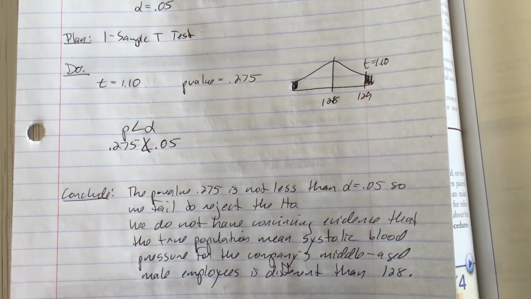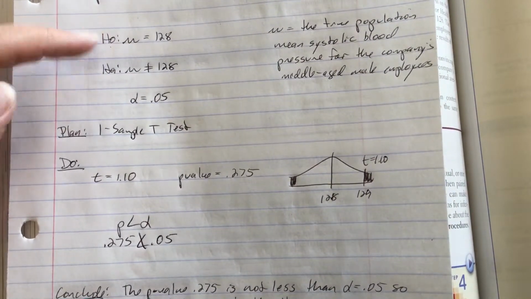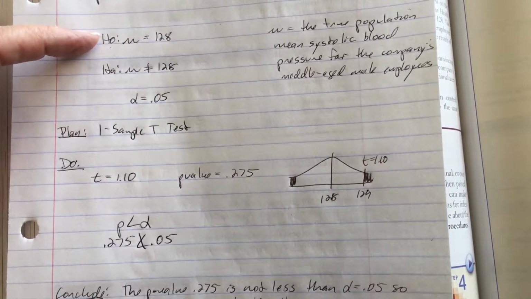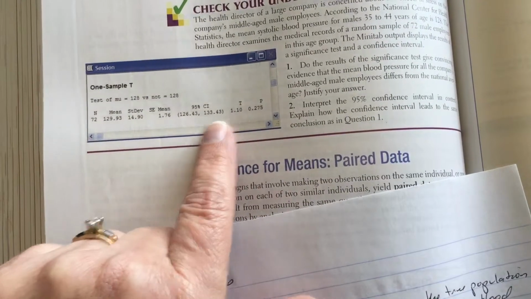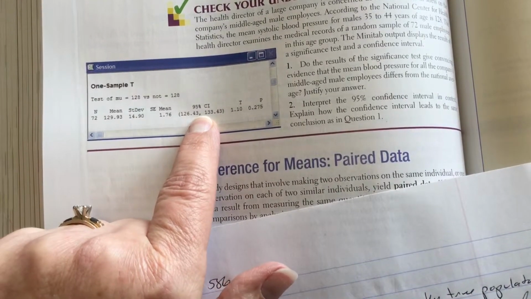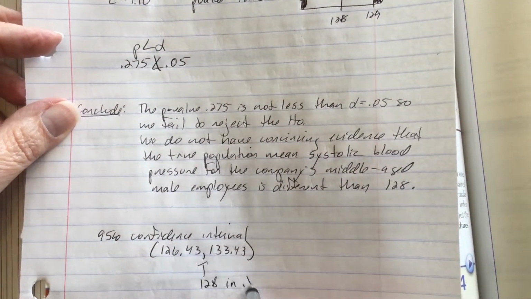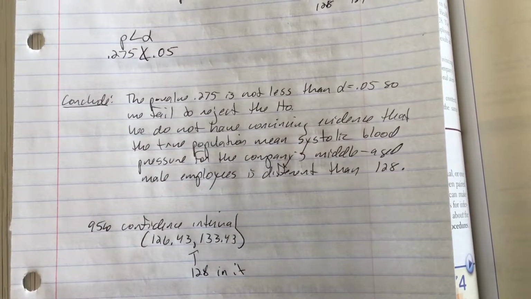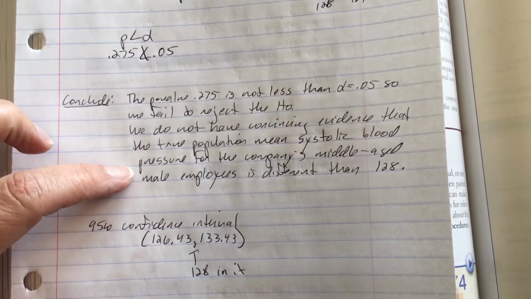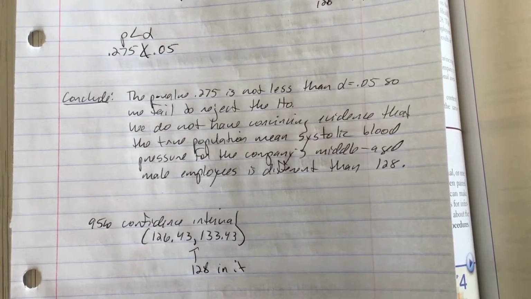So let's look at our confidence interval, okay? Now if we fail to reject the H0, we don't have any evidence that it's different than 128. We think it is 128, so 128 should probably be in the interval. Oh, look, it is. Our interval goes from 126 to 133. So our interval has 128 in it, which totally goes with our conclusion to our significance test because we did not have evidence that it was different than 128. So 128 should be in the interval. So again, everything works together.